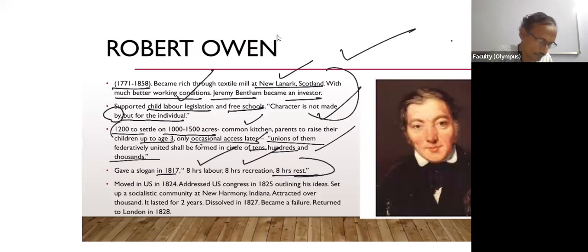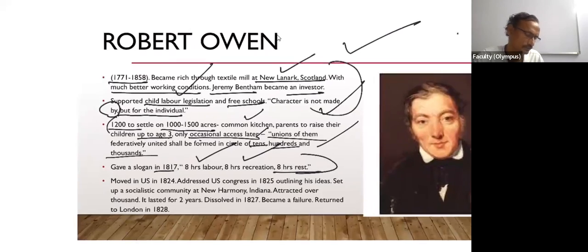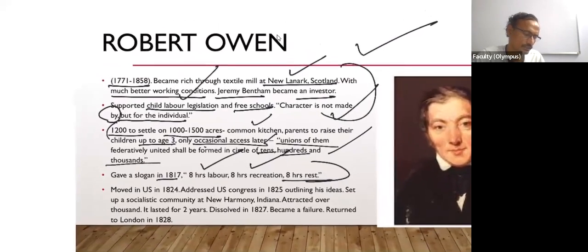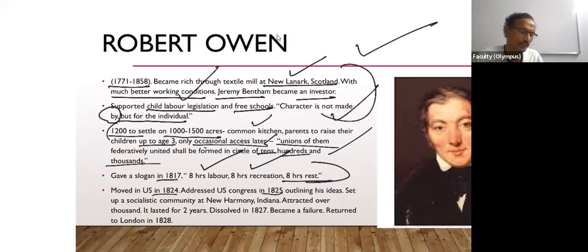And he did try to implement this in US. He moved to US in 1824. He addressed US Congress in 1825, outlining his ideas. Okay, 3 of the former presidents and 3 of presidents to become listened to his ideas at the time. And he set up a socialistic community at New Harmony, Indiana. He attracted over a thousand. It lasted for 2 years, dissolved in 1827, became a failure.